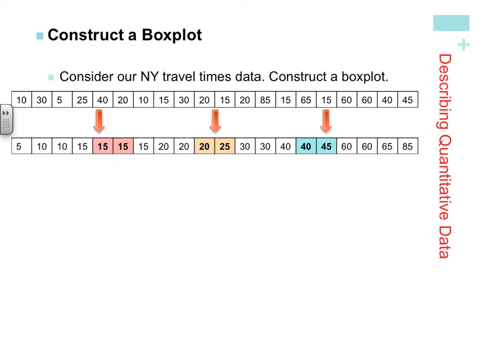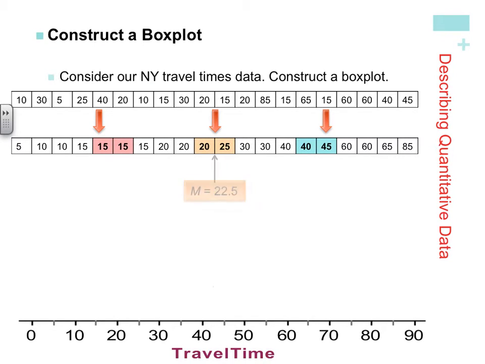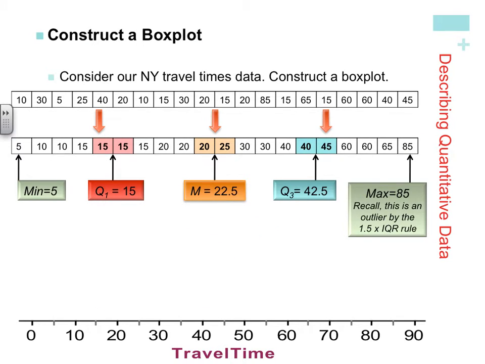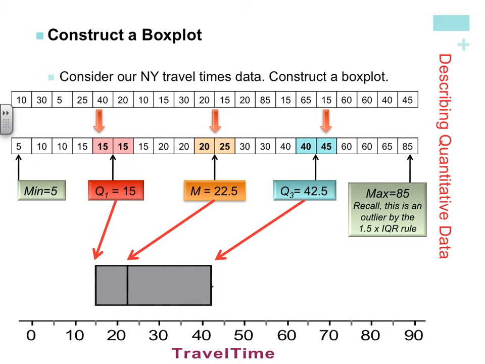So here were our travel times in New York. We already found that our median was 22.5, our Q1 15, our Q3 42.5. So the first thing that we're going to do is write our number line. Here it is. We're then going to put a central box around Q1 and Q3, and we'll mark the median in the middle with a line. We're then going to draw a whisker out to our minimum point and a whisker out to our maximum point that is not an outlier. That means we'll stop at 65. We will notate that 85 is there and that it is an outlier by using something like a dot or an asterisk.